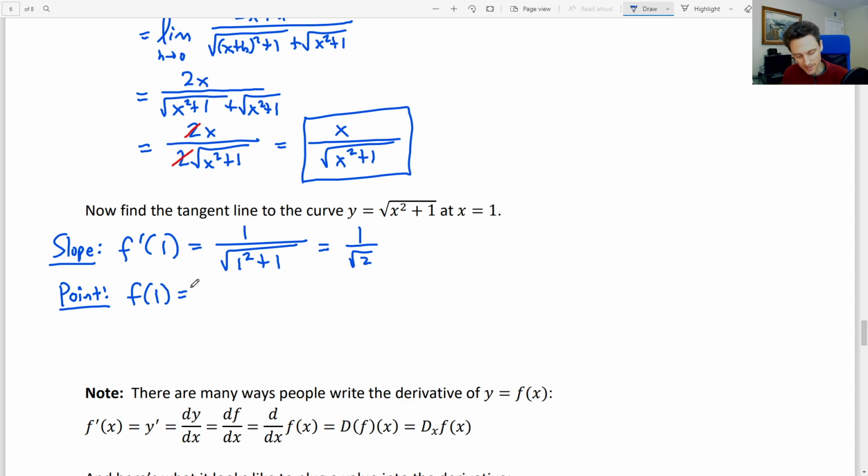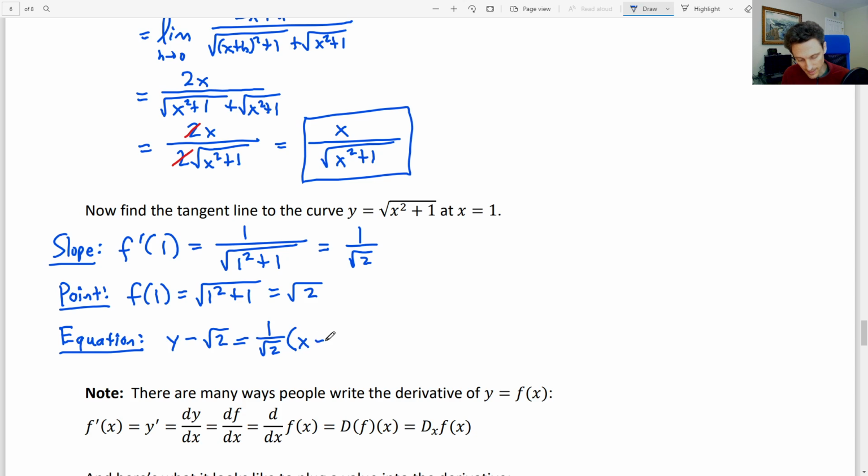Plug that x value back into the original equation, which was the square root of x squared plus 1. So here we're going to get the square root of 2. So then the equation is going to be, using point slope form, y minus y1 equals the slope times x minus x1. No need to rationalize the denominator, although if you did, it would be square root of 2 over 2. You can write it that way as well.